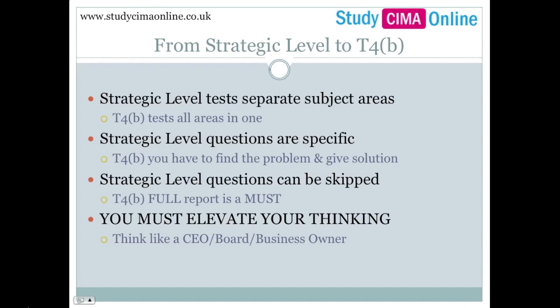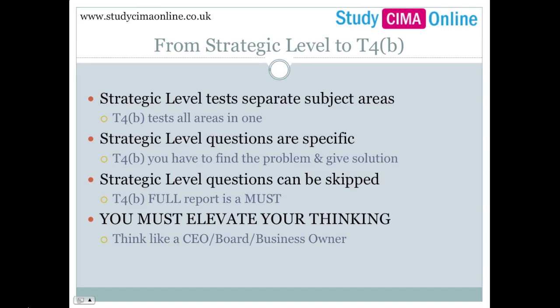The strategic level questions are specific. This means your questions will be from specific selected theory areas or a combination of theory areas. Still, those questions will very specifically ask for a solution that you can suggest for a given problem. However, in the T4 Part B examination, you will have to find the problem and give a solution. This is a very important change that you are going to see as you go into the CIMA T4 examination, whereas you should become someone who can sense the problems in the business.